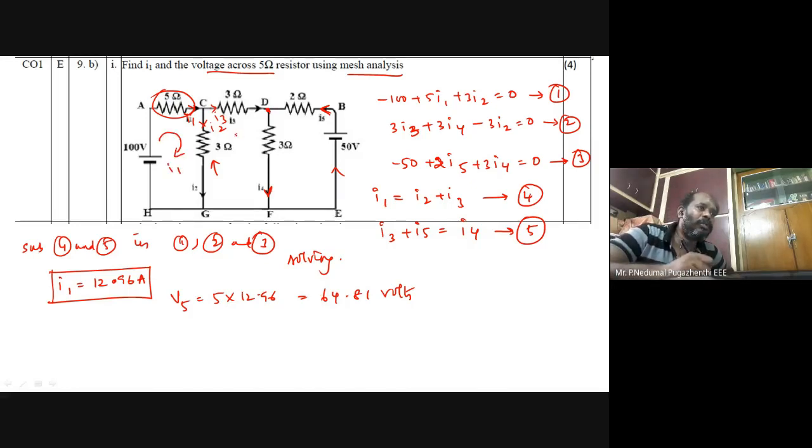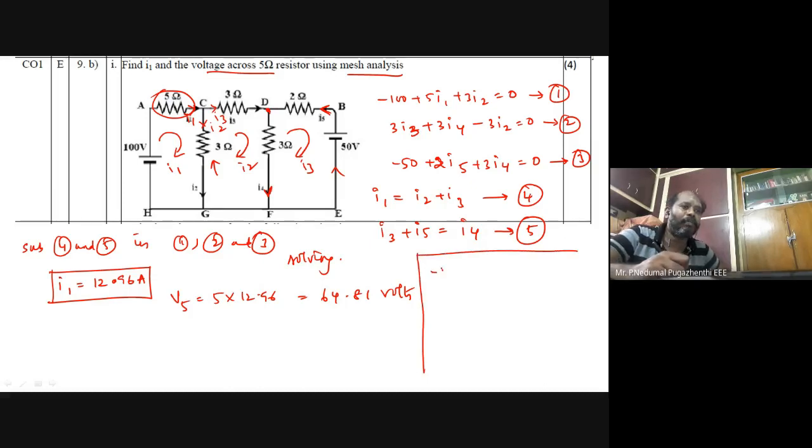You can use this I1, this I2, and this I3. I will write those equations also for your information. I am getting minus 100 plus 5I1 plus 3I1 minus I2 is equal to 0. So I will get one equation. The second equation is minus 3I1 plus 9I2 minus 3I3 is equal to 0. I'm trying the inspection method.